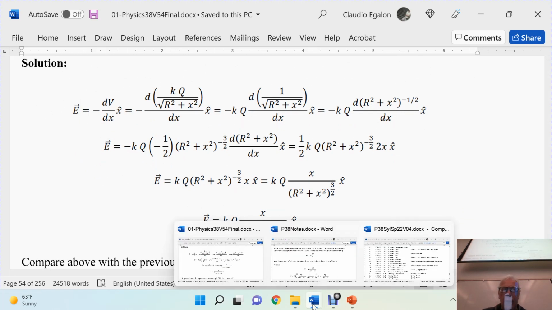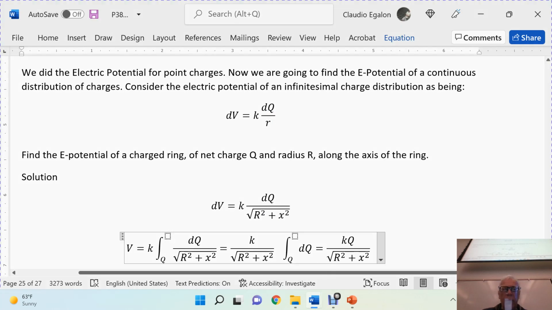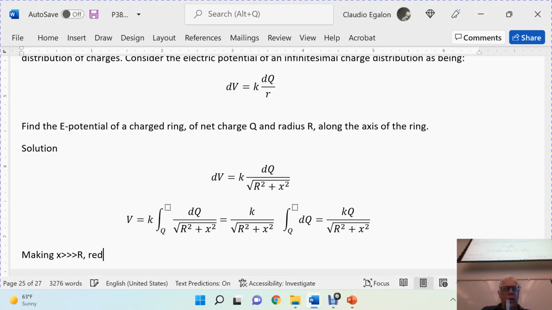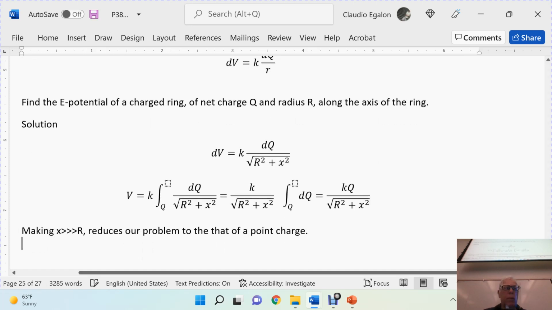Okay, let's write it down here. I want to write something at least. Okay, here you go. Making x much greater than r reduces our problem to that of a point charge.